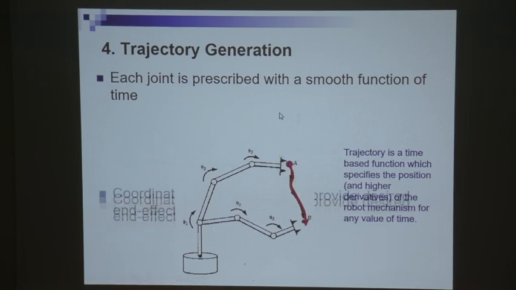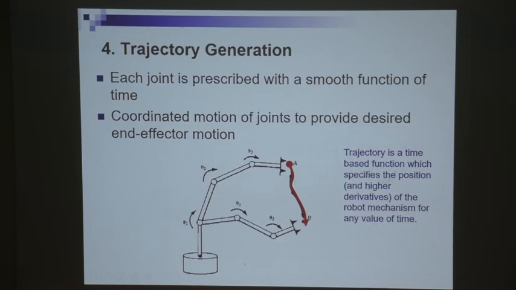We define trajectory as a time-based function. We specify the position and higher derivatives of the robot mechanism for any value of time. So not only the position, you also have to consider the velocity as well as the acceleration, so that you can have a smooth path from A to B. And to have a smooth path from A to B, you need a coordinated motion of the joints to provide the desired end effector motion. We'll be going through this trajectory generation as well.